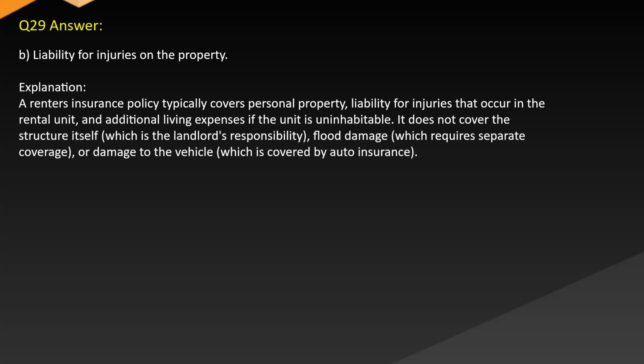Answer: B. Liability for injuries on the property. Explanation: a renter's insurance policy typically covers personal property, liability for injuries that occur in the rental unit, and additional living expenses if the unit is uninhabitable. It does not cover the structure itself, which is the landlord's responsibility, flood damage, which requires separate coverage, or damage to the vehicle, which is covered by auto insurance.